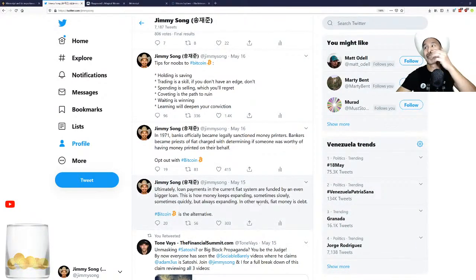Ultimately, loan payments in the current fiat system are funded by an even bigger loan. This is how money keeps expanding, sometimes slowly, sometimes quickly, but always expanding. In other words, fiat money is debt. Bitcoin is the alternative. The most obvious way to think about it is you get a loan to buy a house. It's called a mortgage, and you get like a 30-year loan. Essentially, all of that money is printed out of thin air, and that money goes to whoever sold the house. Maybe they're paying off their mortgage, but generally there's money left over. So that's newly printed money. The loan I got closes the loan that the seller had, or if they had 100% equity in the house, that's all money that enters the economy, essentially.